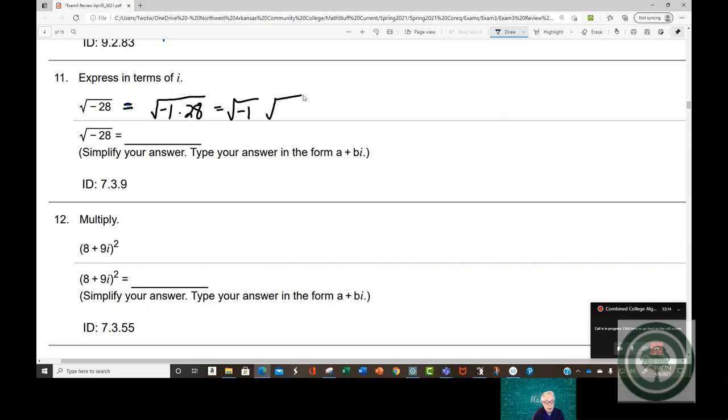All right. The square root of negative 1 times 28 equals the square root of negative 1 times the square root of 28. But 28 can be broken down. Yes, it can. It's got a perfect square in it. So 28, you can do this with a factor tree, or you can know that 28 is 4 times 7. So this is i times the square root of 4 times the square root of 7. And the square root of 4 is 2. So 2i times the square root of 7.